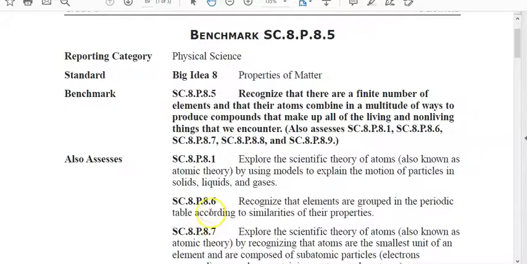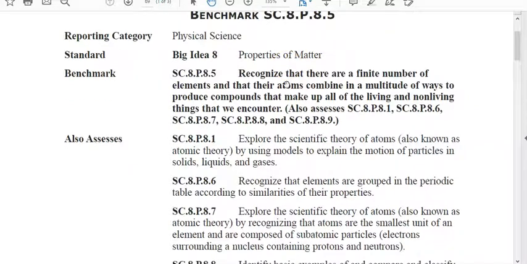Back to the top, because also on this is a related standard that's also on the first DIA, and that's 8.6. Recognize that elements are grouped in the periodic table according to similarities of their properties. This is the first DIA content, and then this is all falling during 8.5, and you won't see 8.5 until you get to DIA 2. And when you get to DIA 2, you will have 8.9 and 8.8 also on that DIA.